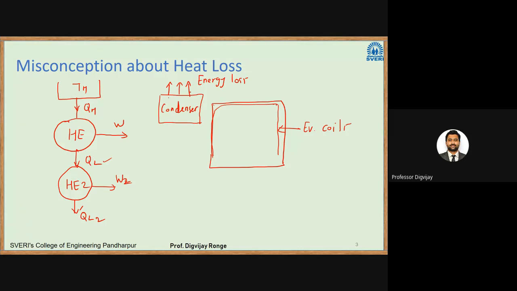But if you can recover that loss, then that won't be counted as a loss. Okay. So how do they do that? We are taking that energy and using it for drying purposes. Okay. So if you take an example of grapes, grapes are dried and then we get kishmish.